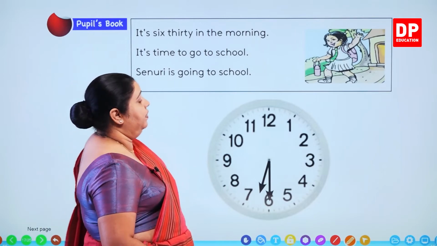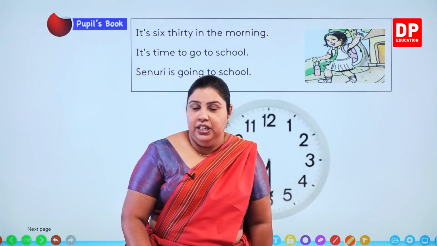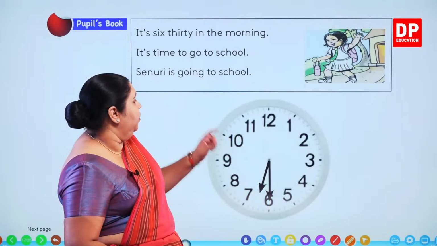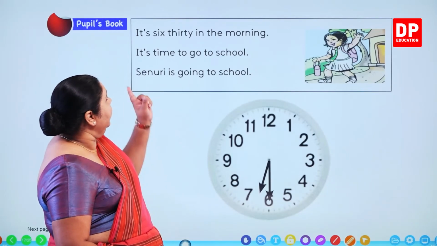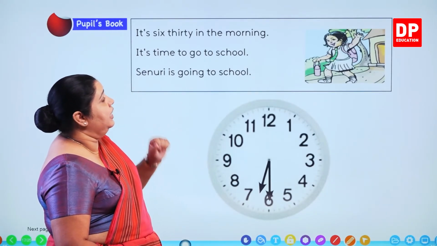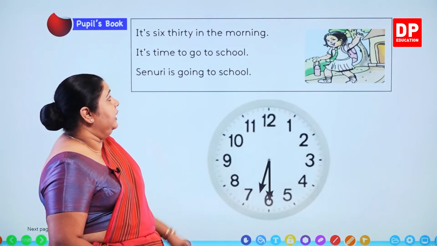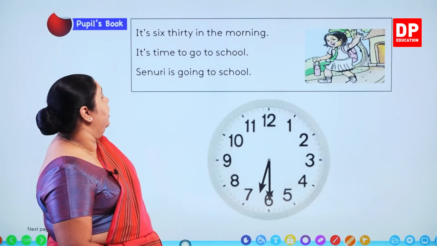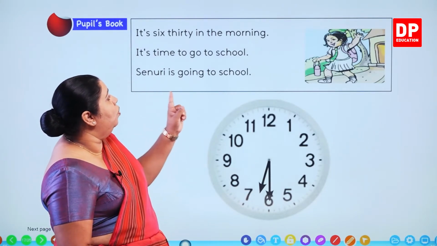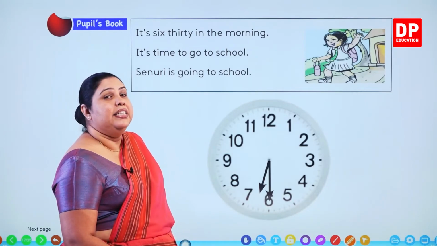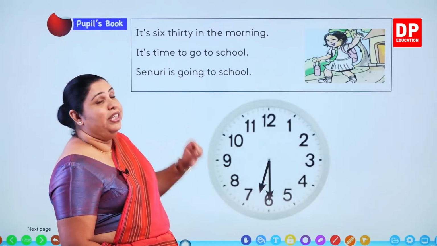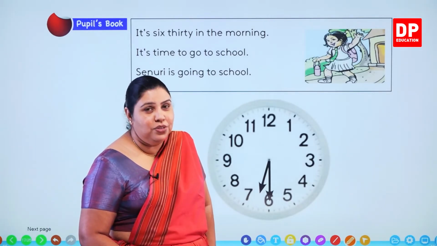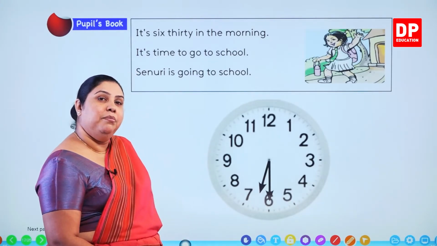And we have come to our pupils book. Now in your pupils book, you have these pictures. Let's read them and see what it says. It's 6:30 in the morning. It's time to go to school. Senuri is going to school. What is the time now?